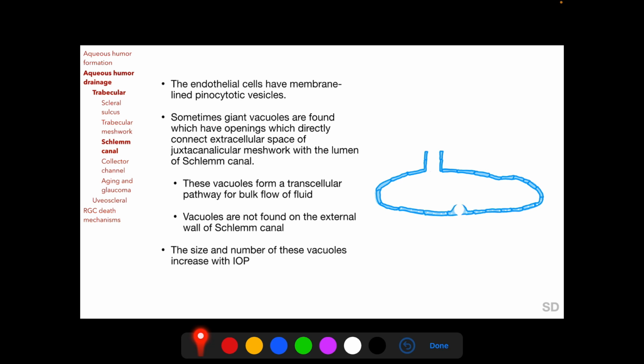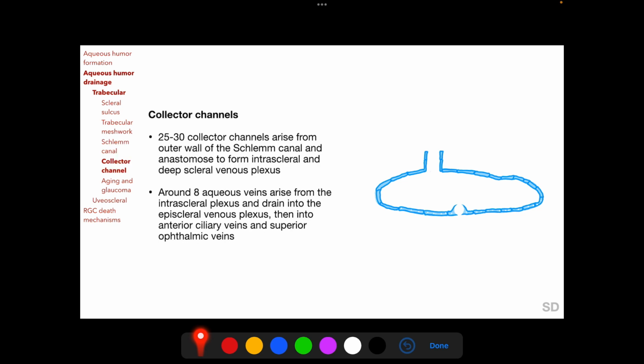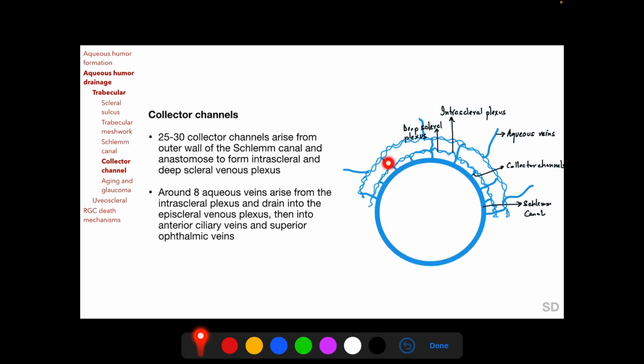which directly connect the extracellular space of the juxtacanalicular meshwork with the lumen of the Schlemm's canal, thus forming a transcellular pathway for bulk flow of fluid. And as we have mentioned, these vacuoles are not found on the external wall of the Schlemm's canal, and the size and number of these vacuoles increase when the intraocular pressure increases. 25 to 30 collector channels arise from the outer wall of the Schlemm's canal and anastomose to form the deep scleral venous plexus and the intrascleral venous plexus.